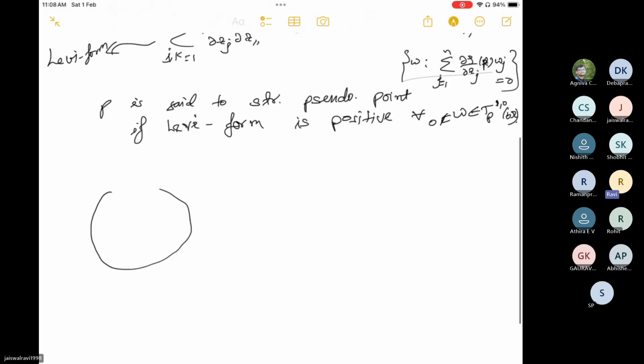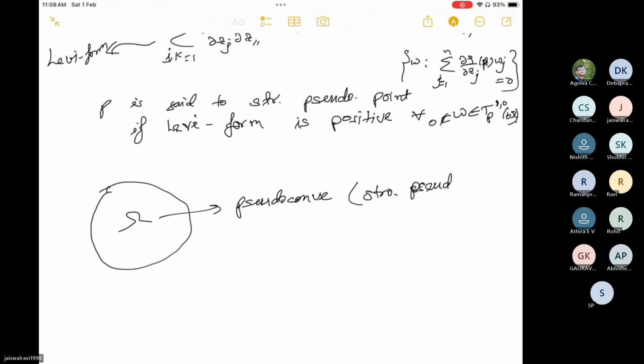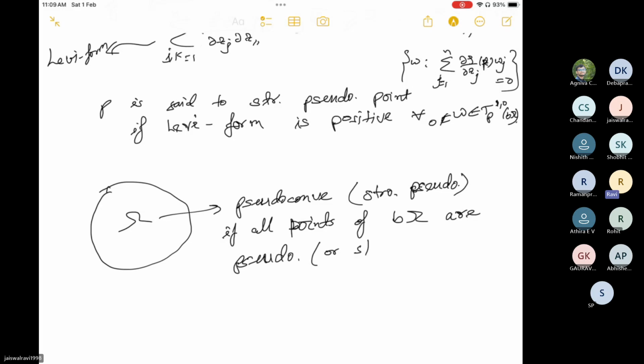So we say this omega is pseudoconvex, similarly strongly pseudoconvex, if all points of the boundary of omega are pseudoconvex or strongly pseudoconvex.